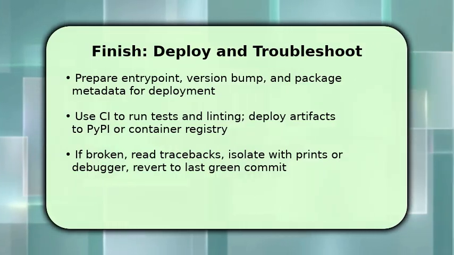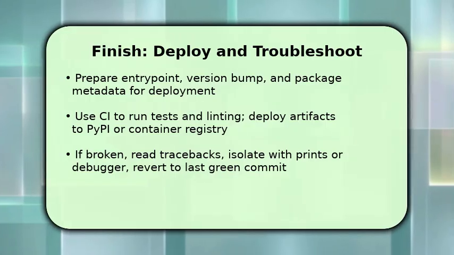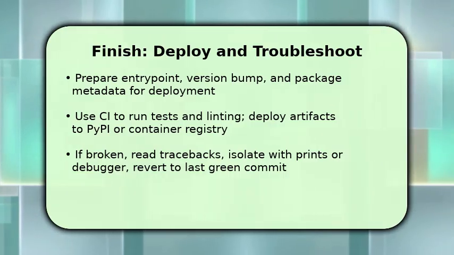If something breaks, read the traceback first, then isolate the issue with small reproductions or a debugger. If needed, roll back to the last green commit to restore a working baseline quickly.